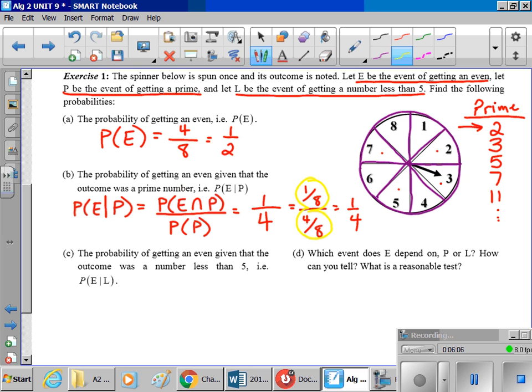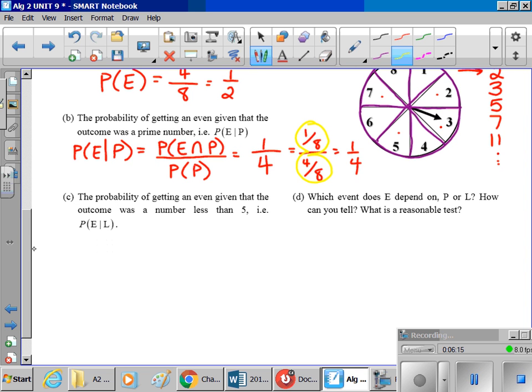All right? So C says the probability of getting an even integer given that the outcome was a number less than 5. All right, so what is this going to look like? So this is going to be the probability of an even integer given a number less than 5 is equal to the probability of an even and a number less than 5 divided by the probability of a number less than 5. All right, so even and less than 5: 2, 4, and that's it. So 2 of them. And the probability of less than 5, so that's 4. So it's 1/2.